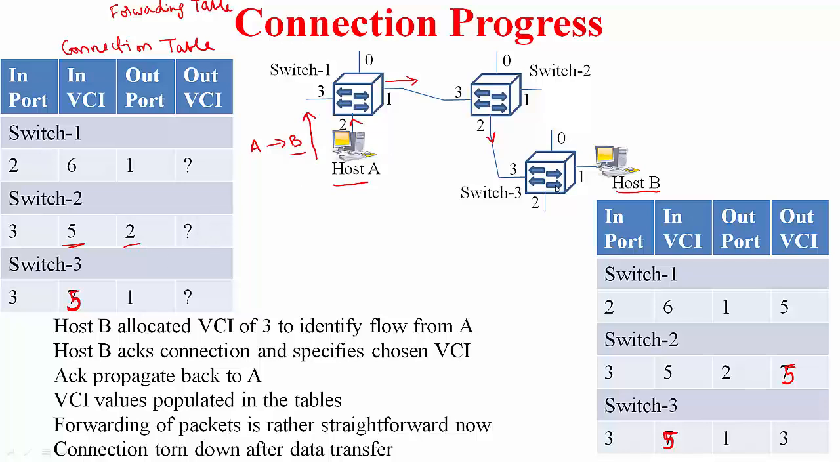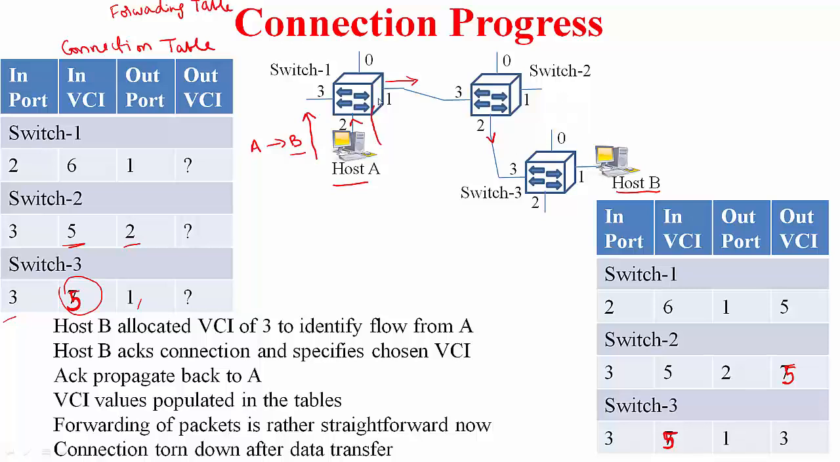Out VCI, it doesn't know. And similarly, at switch 3, it will note the in port as 3, and this is something that switch 3 is assigning, and it decides that to reach host B, it needs to send it out on port 1, so it is going to put the output port as 1.